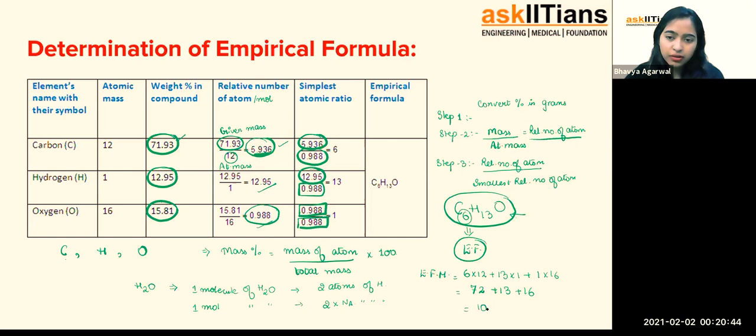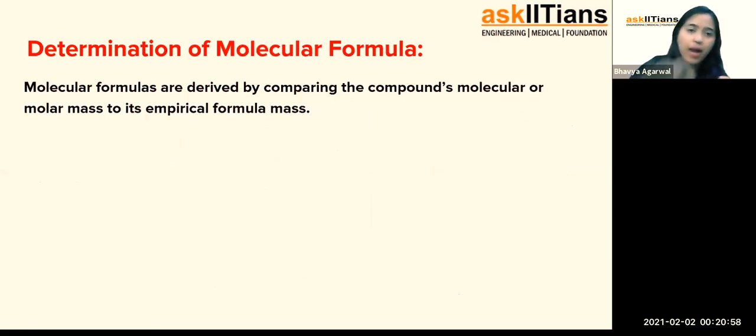Right? So this will be 101. Right? So this will be the empirical formula mass. Now, what happens is we can find out the molecular formulas by knowing the actual molecular mass of a species.